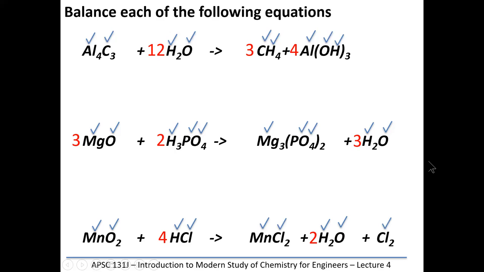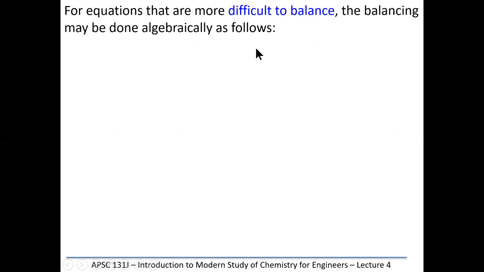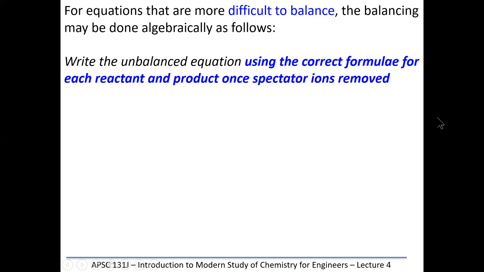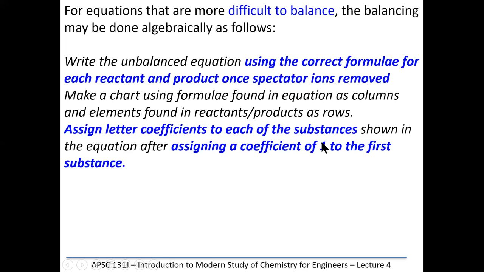So for the ones that are more difficult to balance, I have an interesting technique I'm gonna show you here, which could be the first time you've ever seen it. You can use a chart to balance the equation, and you can assign letter coefficients to represent the quantities in the balanced equation. We're always going to assign a coefficient of 1 to the first substance in our unbalanced equation, and then we're going to solve for our variables. A little bit confusing, so I'm going to show you exactly what I'm talking about here.